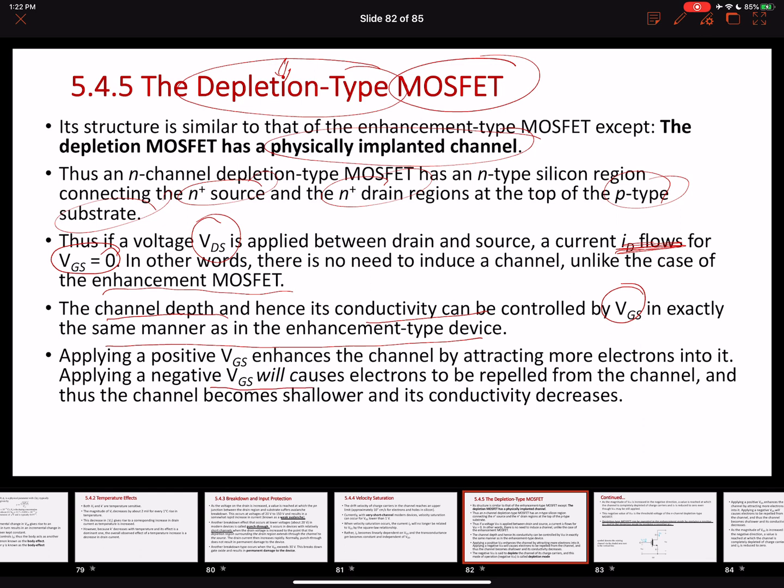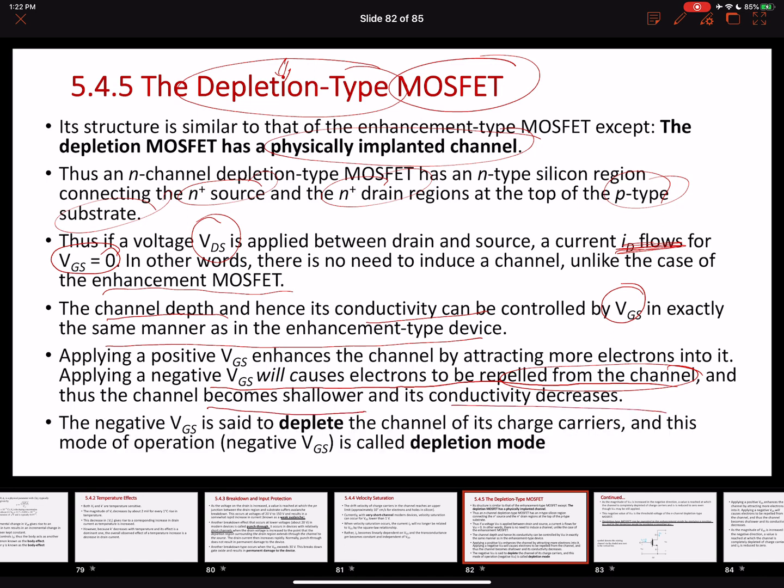So applying a negative VGS will cause the electrons to be repelled from the channel, right? It was an N channel. So the channel depth will reduce and the conductivity will decrease. So as we are applying this negative VGS to the gate terminal in a depletion type MOSFET, a time will come when the channel will be completely depleted of all the electrons, right? And this is why it is called depletion mode, because what we are doing is depleting the channel of its charge carriers.